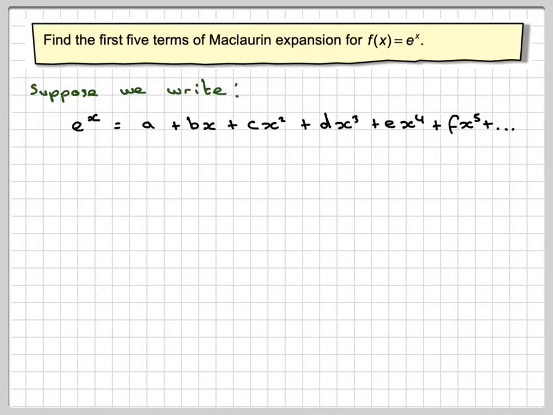So we can write e to the x as a polynomial and then work out the values of a, b, c, d, e and f by keep differentiating each time, and you'll see this in a proof that I will show you in a minute. Okay, I hope you've understood, and the result is called Maclaurin's expansion. I hope you've understood, and I thank you very much for watching.